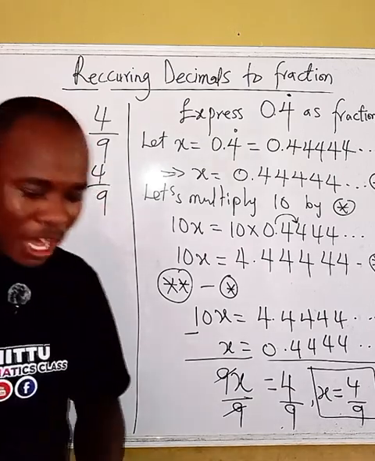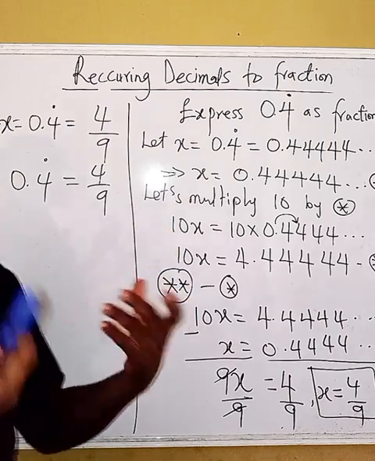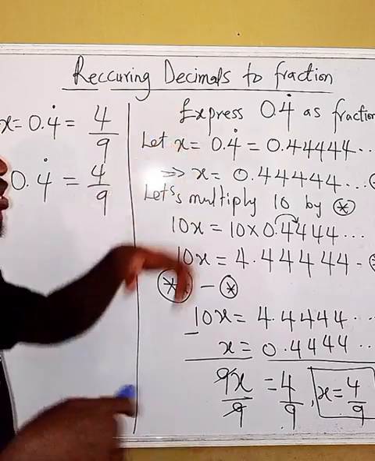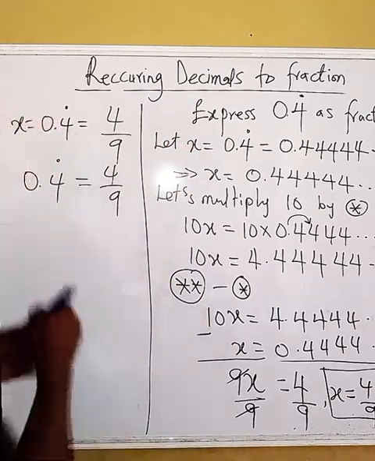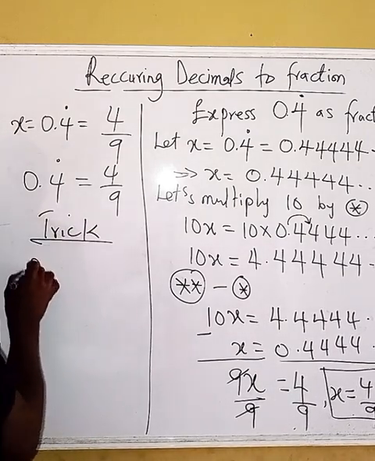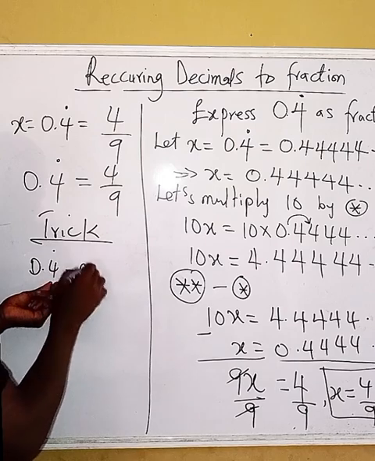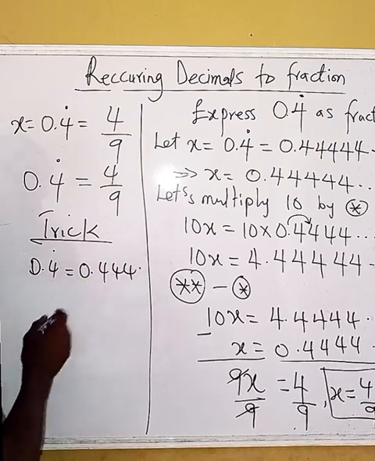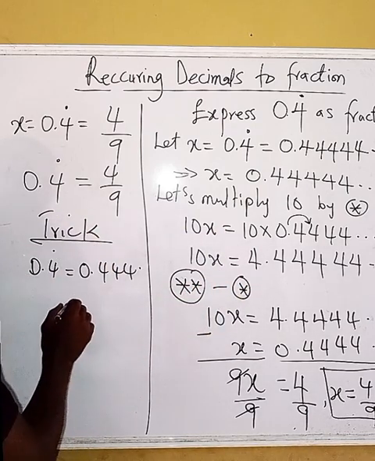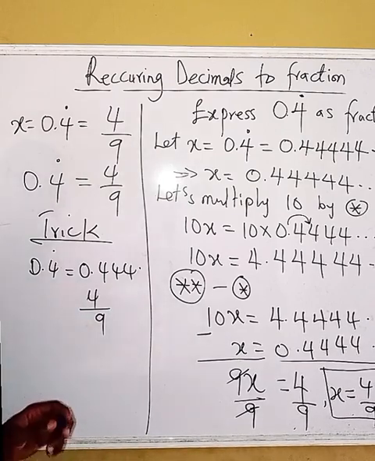So now I told you from the beginning that I'm going to teach you a trick for expressing a recurring decimal as a fraction. So this is the trick. If you have 0.4 recurring, it means this 4 keeps going, 0.4444. So now you don't need to disturb yourself. Just pick the 4 that keeps recurring and put it over 9. That is division by 9.